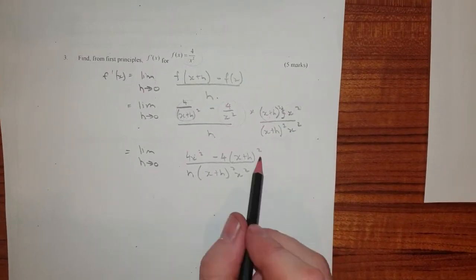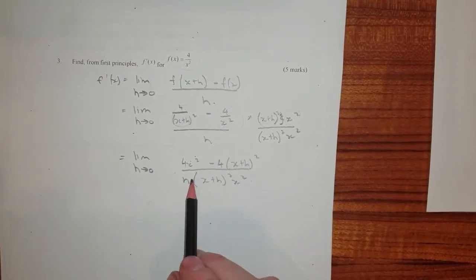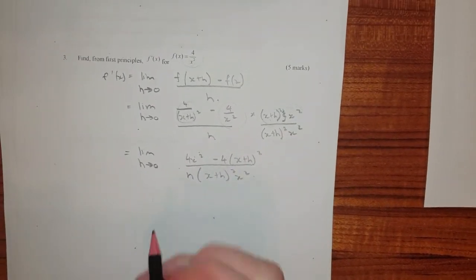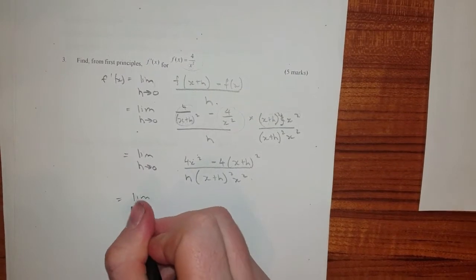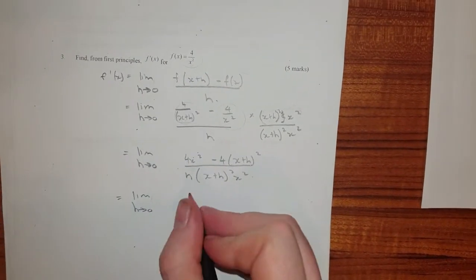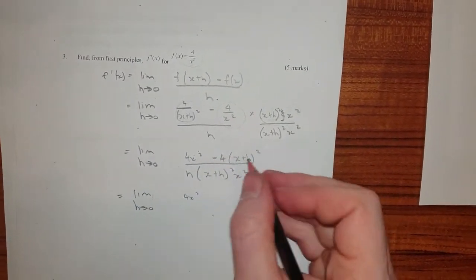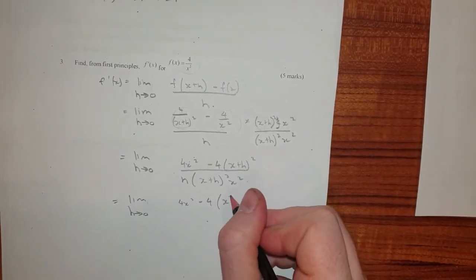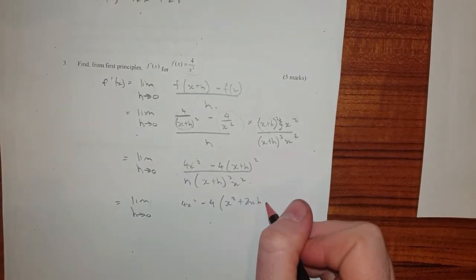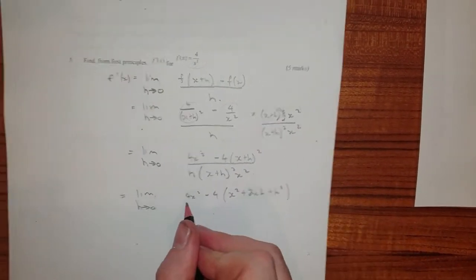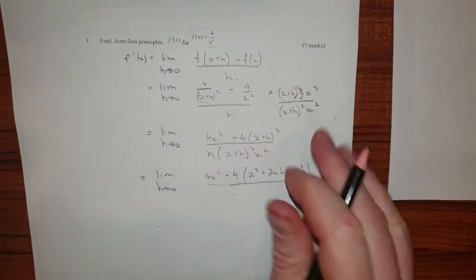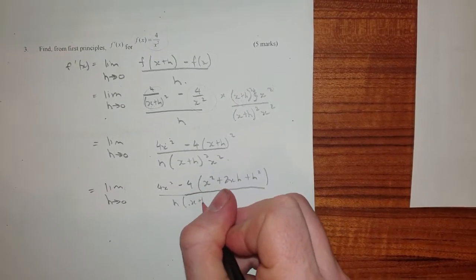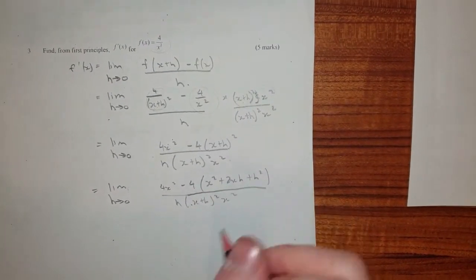Okay, so now I've just got to simplify this term. Remember, my goal is to try and have a factor of h on the top so that I can cancel both top and bottom. So the limit as h tends to 0 of 4x squared. I'm going to have to expand this, and I'll just do that in 2 steps. So I'm going to end up with x squared plus 2xh plus h squared, all over h times x plus h squared times x squared.